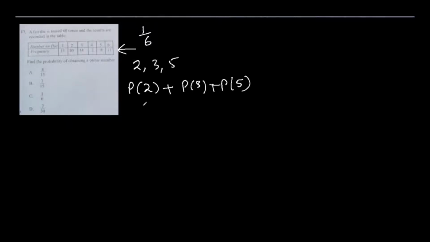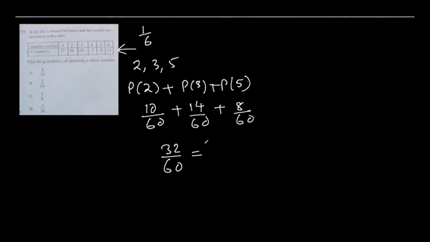So probability of 2 is 10 out of 60. Probability of 3 is 14. Probability of 5 is 8 out of 60. So total it becomes 32 out of 60. That's what we do.